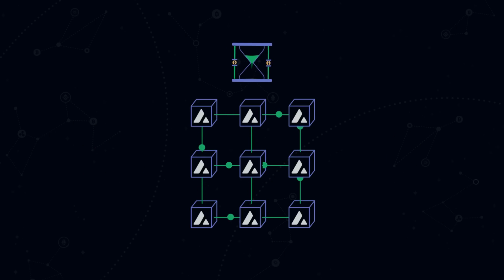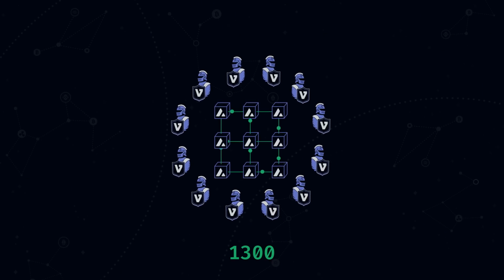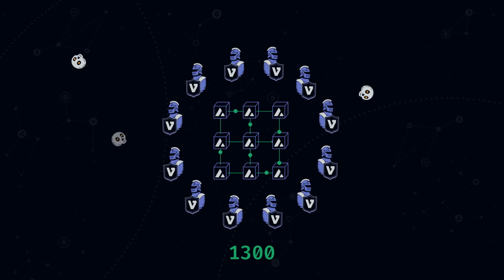Avalanche is considered to be one of the fastest smart contract platforms in the industry and has over 1,300 validators securing the platform and processing transactions.